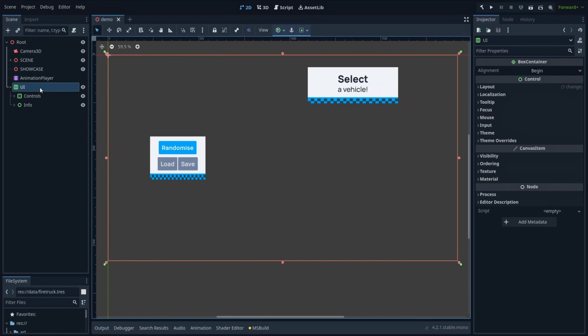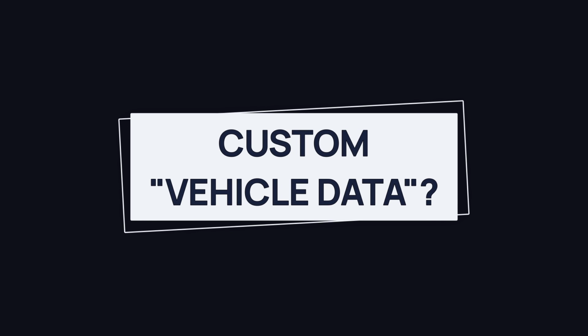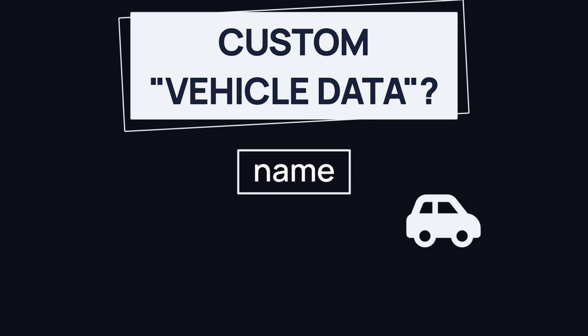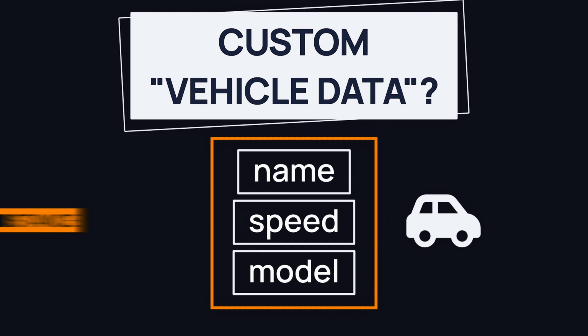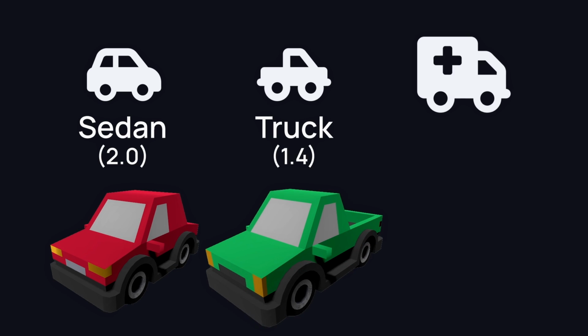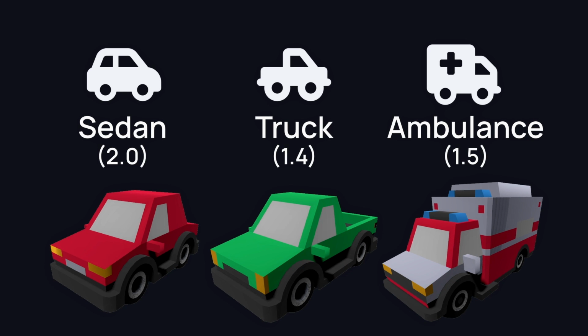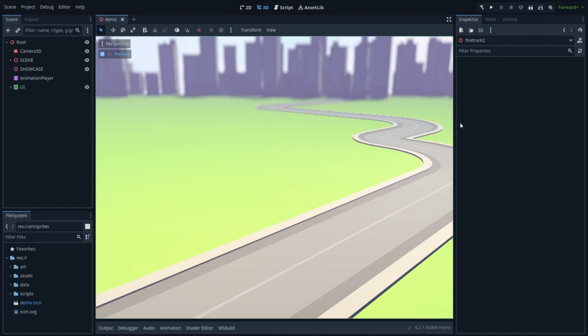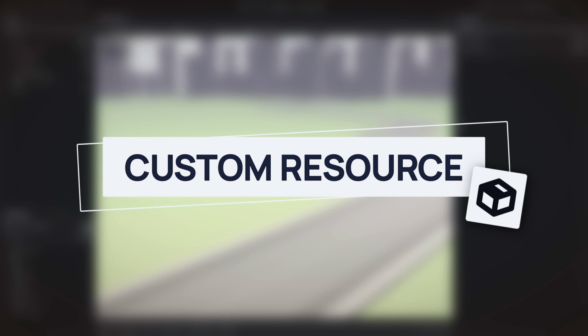Okay, so the first step is going to be to focus on this vehicle data notion, and to see how we can bundle our three pieces of info together, so the name, the speed, and the 3D model, as a single chunk of data, so that we can easily spawn a different vehicle altogether with all of its proper details. And to create one reference data file per vehicle, the easiest solution is to use a really cool feature of Godot, the custom resources.